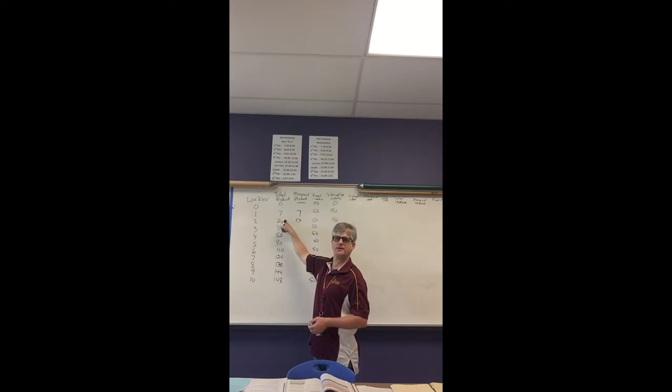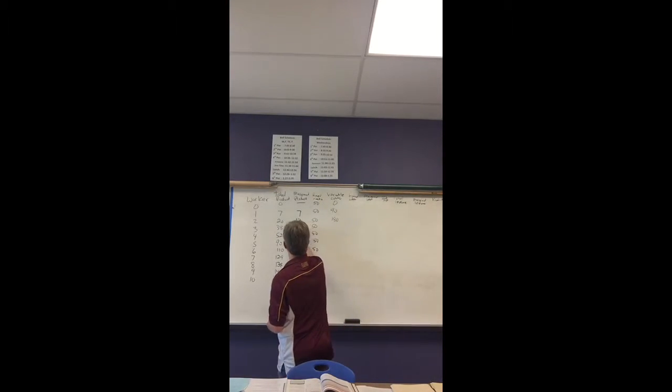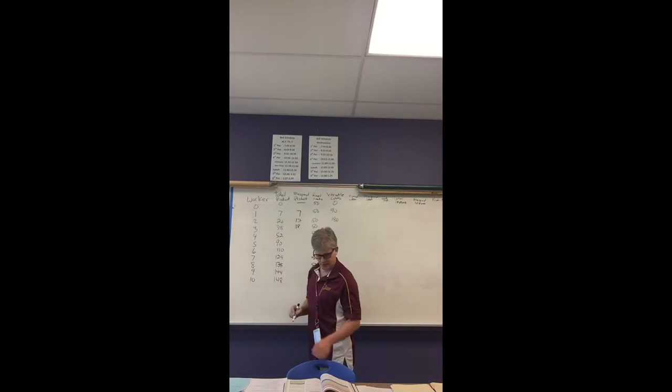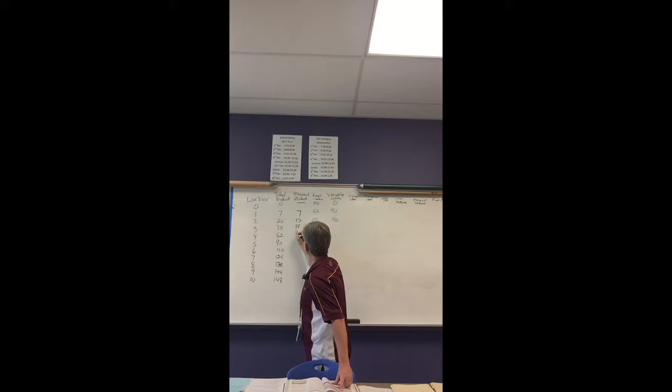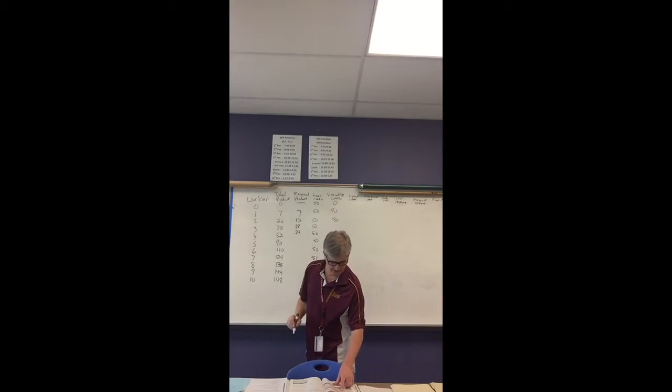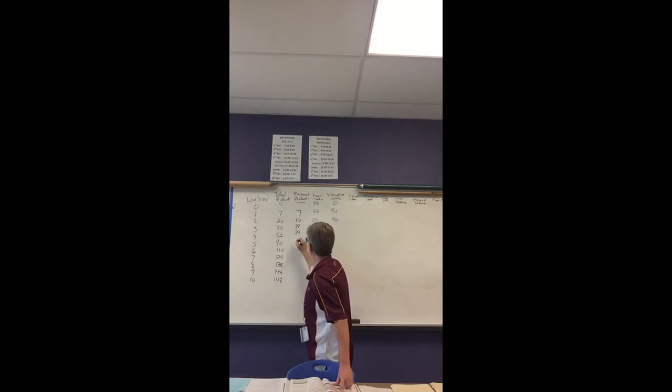38 minus 20, 18. And then you're going to do this all the way down, and the next one is 24. Then after that, you're going to have 28. So 90 minus 52 is 28. And then 110 minus 90, that equals 30.